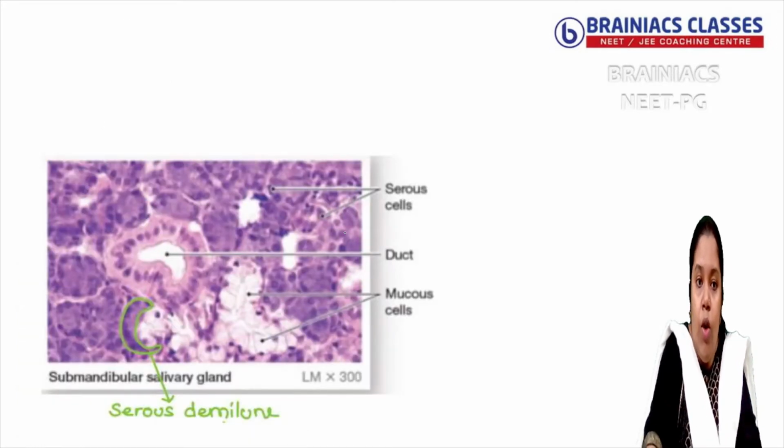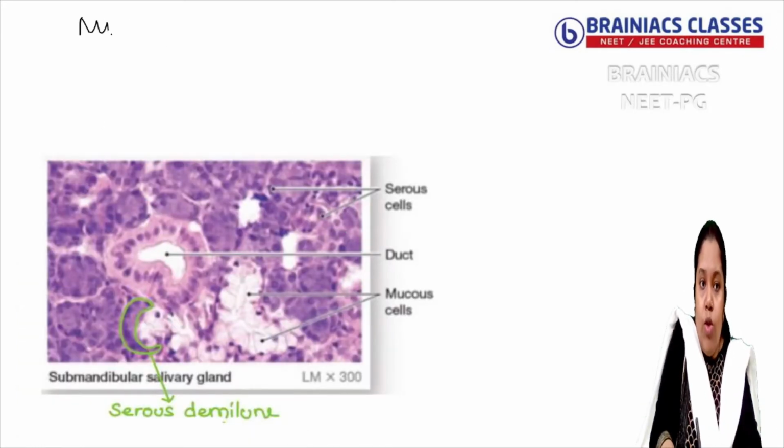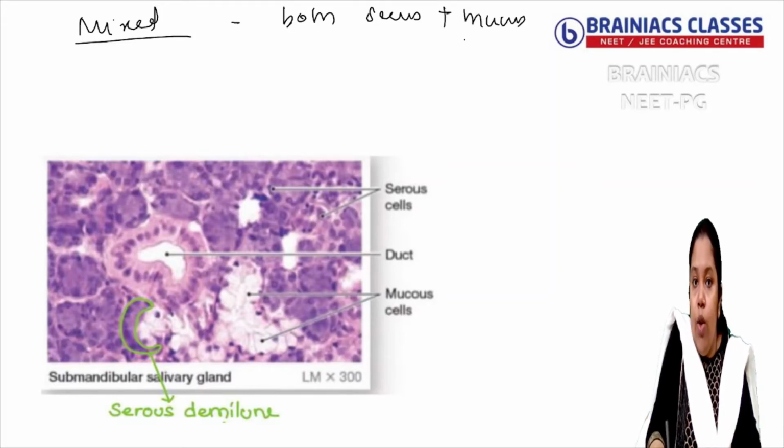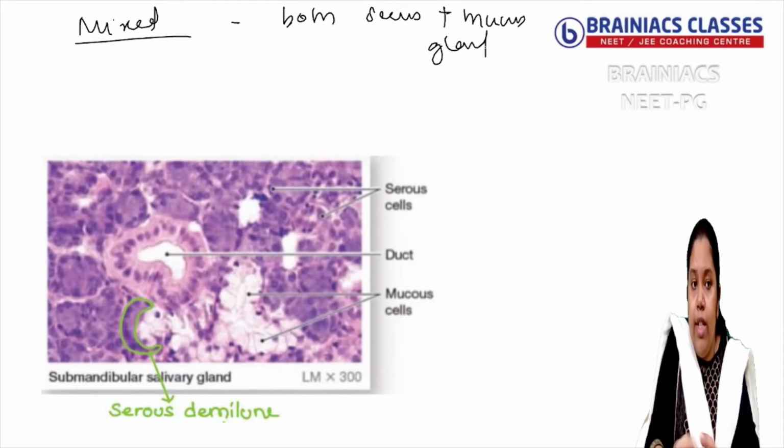Now coming to the mixed glands. Here you have a gland where you can see both the serous gland as well as the mucus gland. Both types of glands are present. And which is the example? Example is the submandibular gland.